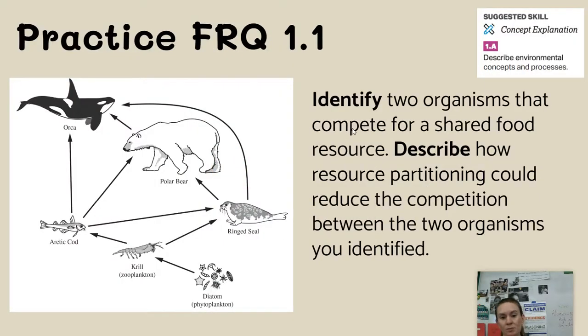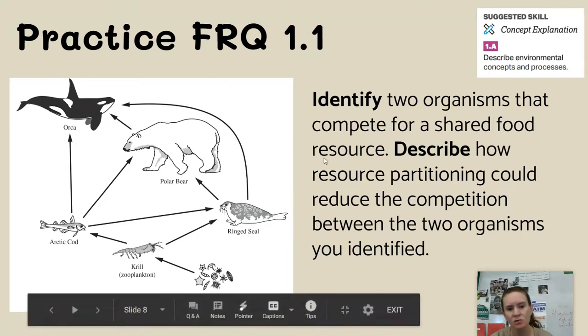So please practice this question. It's plopped into the EdPuzzle. Identify two organisms that compete for a shared food resource. Describe how resource partitioning could reduce the competition between the two organisms you identified. So use this food web and answer the question. Enjoy.